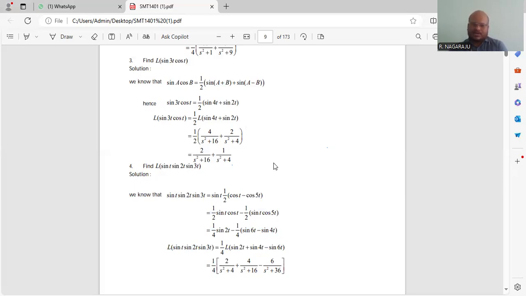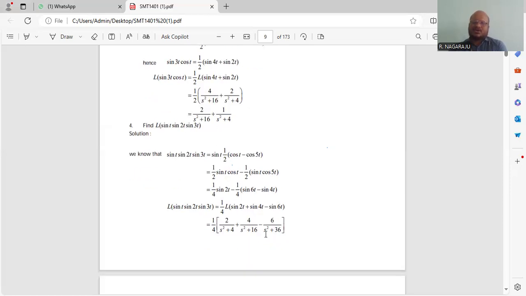And after that, sin t into cos t is nothing but sin(a plus b) minus sin(a minus b). After you simplify this, you will get 1 by 4 of (sin 2t plus sin 4t minus sin 6t). So simply you have to apply the formula.